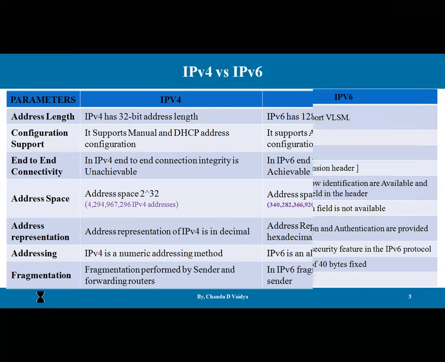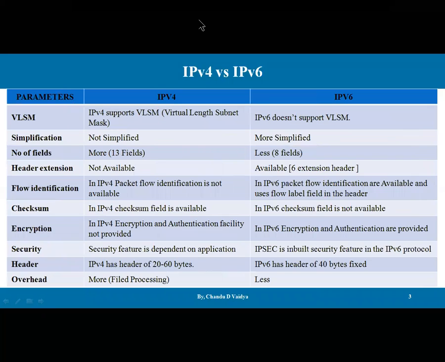So let's go to the other differences. Next is VLSM. Variable length subnet mask is available in IP version 4, but IP version 6 does not support VLSM because it is not required, as the size is very large in IP version 6. Then simplification. IP version 4 is not simplified, and IP version 6 is more simplified because whatever limitations are available in IP version 4 have been overcome in IP version 6, and the header format is also simplified.